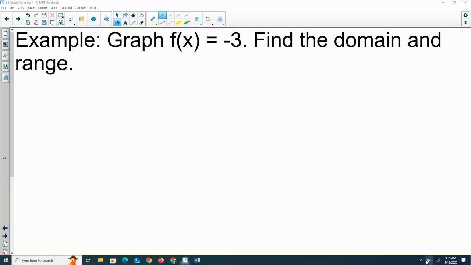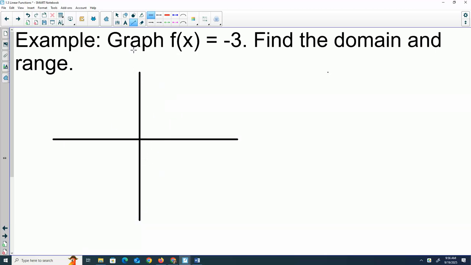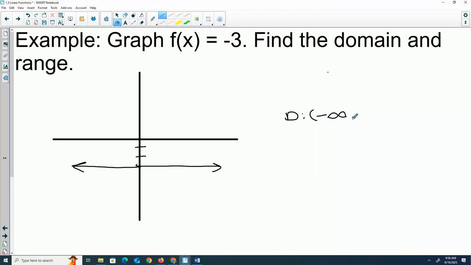I want you guys to do this one. How is this one different? F of x is like y. It's saying y equals -3. There's no x in this equation. So what does it look like? Horizontal line at -3. What's the domain? What's my range? Alright. Any questions about graphing lines, giving domains and ranges?